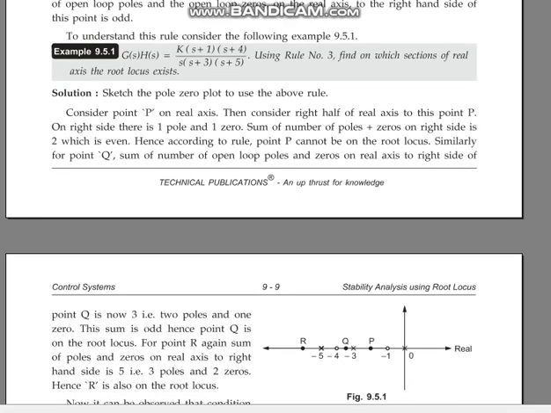The first step is to plot them in the xy plane, that is, the real and imaginary axes. We have to plot using a proper scale. And always, while marking the poles and zeros in the s plane, the poles are marked by a multiplication sign, a cross, and zeros are marked by a circle symbol.